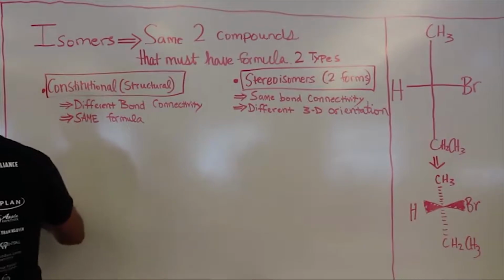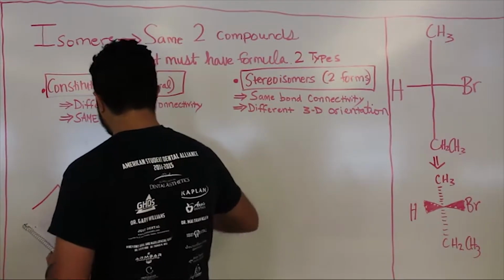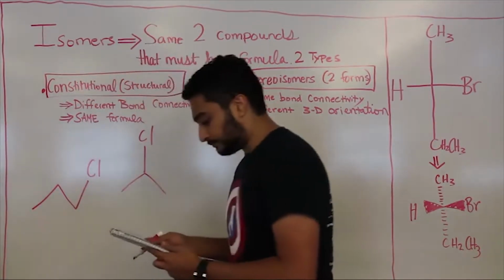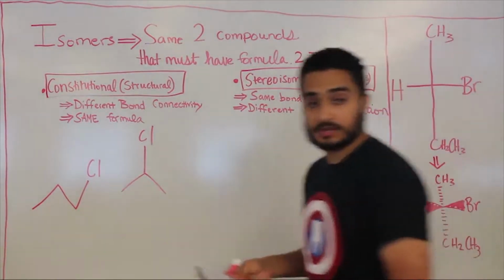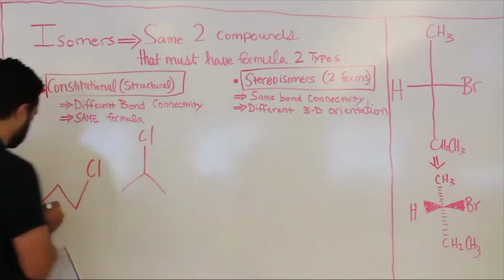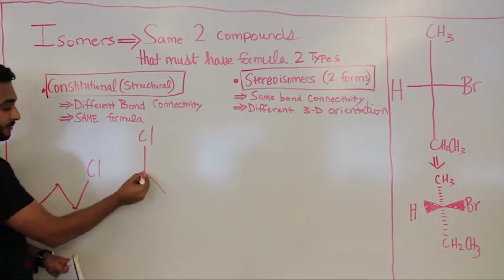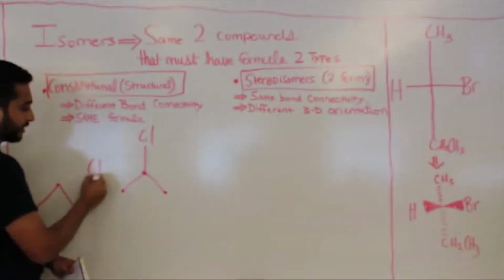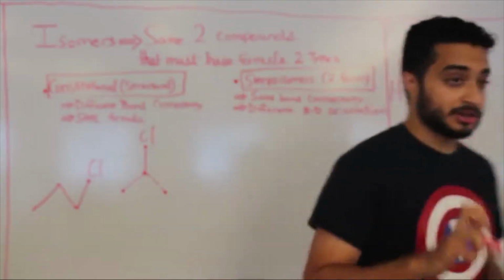So, something like this. So this has the same formula, as you can see. There's 1, 2, 3 carbons in both of them, right? And there's also 1 chlorine. But the positioning or the arrangement or the bond connectivity of both of them are different. Okay? So that's an example of that.